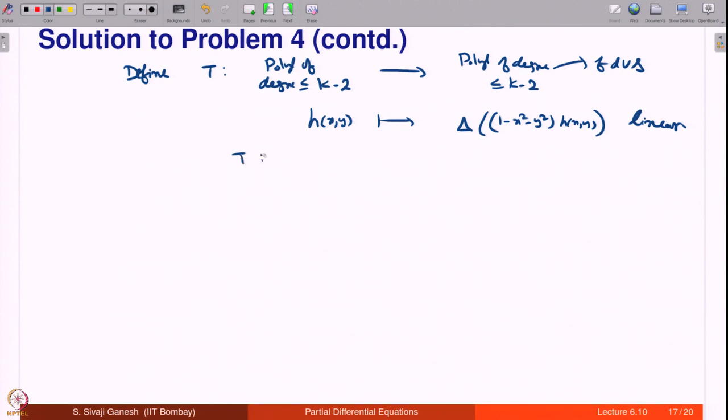Therefore, what we know is T is 1 to 1 if and only if T is onto. What we are interested in is that T is onto. Because if T is onto, I can find an h such that this quantity is equal to Laplacian P, because P is of degree k, so Laplacian P will be of degree less than or equal to k minus 2. That is how I get this h, which I will call L. Once I have L, I have my capital H. Therefore, we will show that T is 1 to 1, since it is easier to show T is 1 to 1.